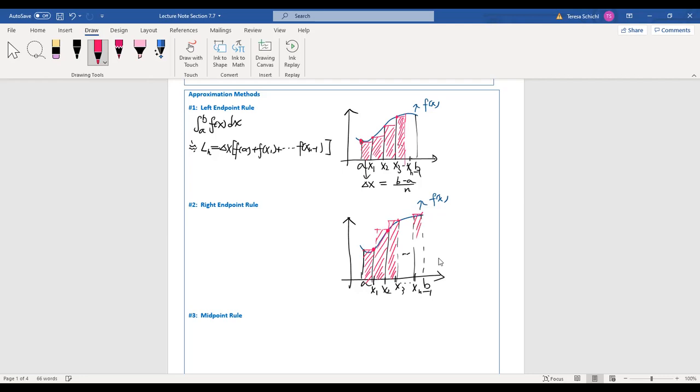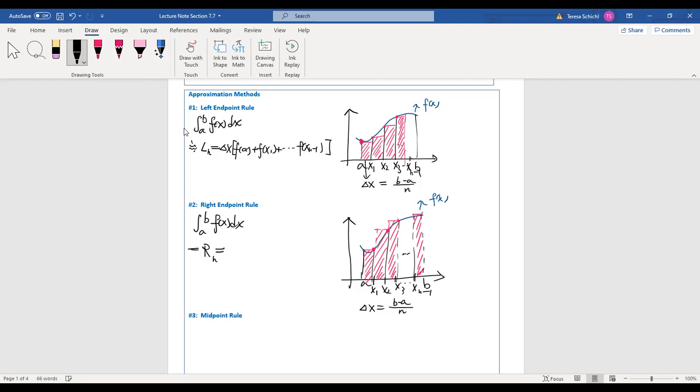Will be this ones, right? Okay, so the same way for the right hand, I'm still approximating the integral from a to b of f of x dx. The same thing here: delta x will be b minus a divided by n, right? So I will use the right endpoint, and I use the notation R_n.